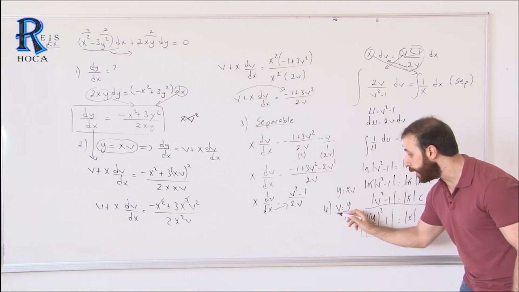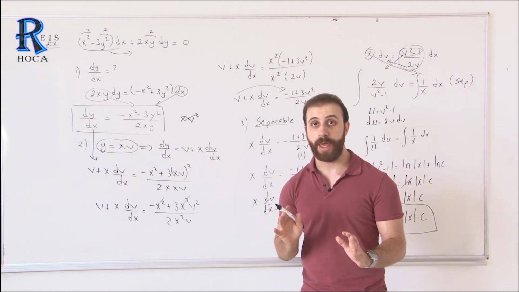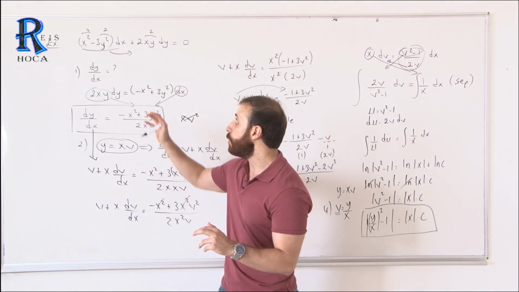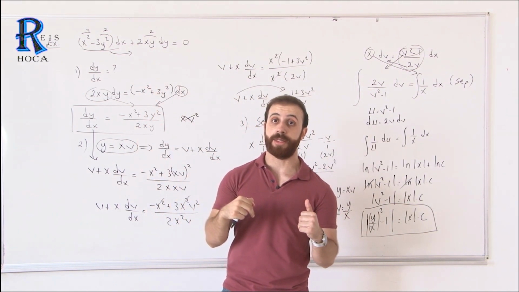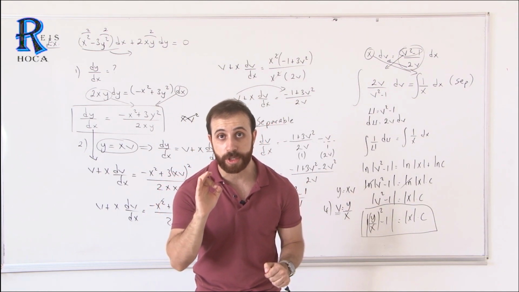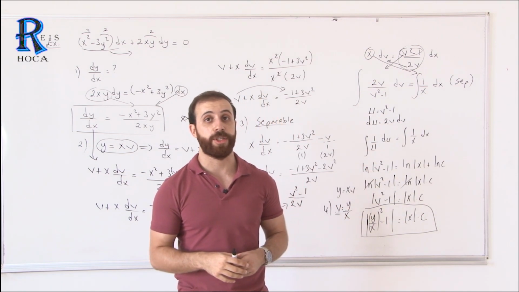Don't forget to write x. Don't forget to substitute v in the last result. This is important because the equation depends on x and y, and the last result must depend on x and y. This is a good question for the homogeneous equation, and it reminds us of the separable equation as well.